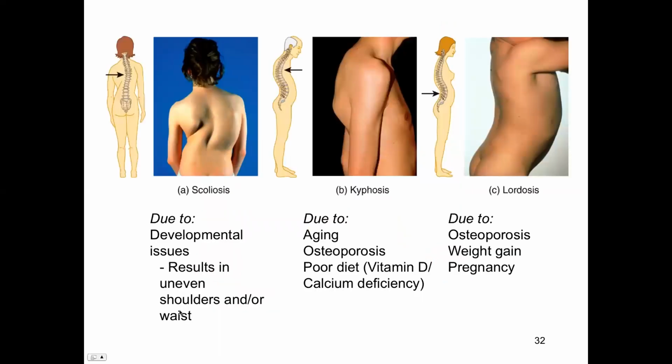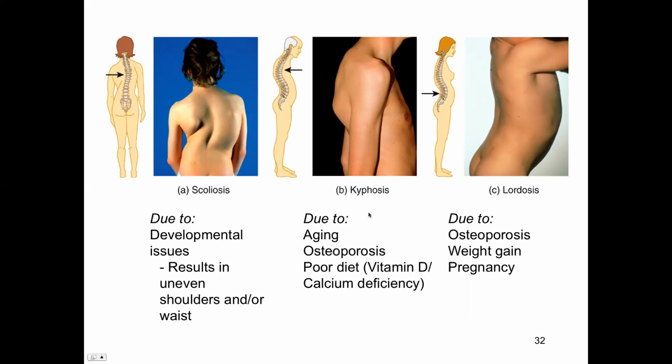Now, unusual curvatures of the spine. This is something that can happen. So scoliosis, what's happening here is you've got uneven shoulders and waist, so it's a side to side kind of curvature change. This is a developmental kind of thing, and I don't really know the exact cause, but I do know that for some reason, mostly young girls have this.